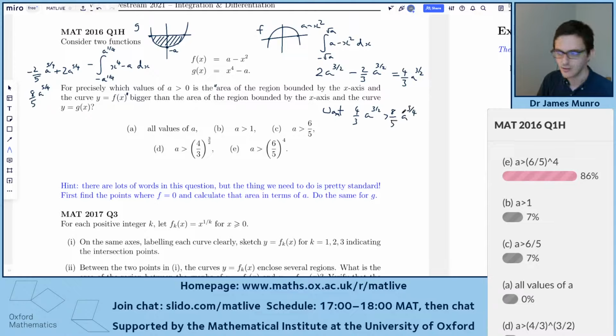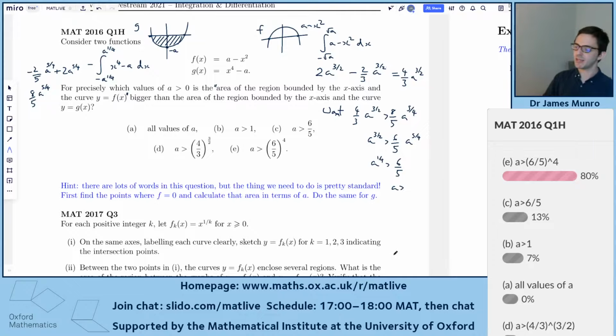Are we getting there? I can rearrange that. I can cancel some 4s, put up a 5. I think I want a to the 3 over 2 to be bigger than 6 over 5 times a to the 5 over 4. I'm getting there. This is a to the 1.5, this is a to the 1.25. So I want a to the quarter to be bigger than 6 over 5. So I want a to be bigger than, a little bit careful, is A a positive number? A is positive, so I don't need to be super careful. 6 over 5 to the 4, I think. I think I get E.